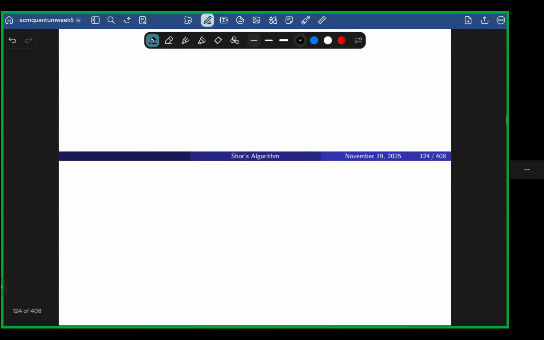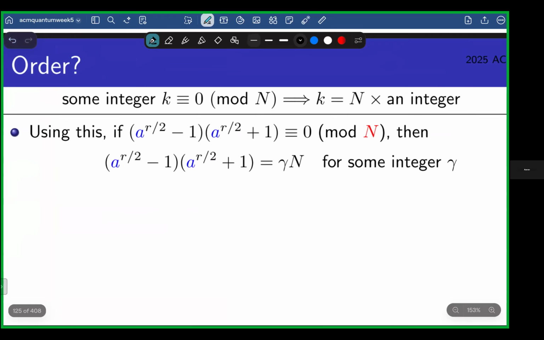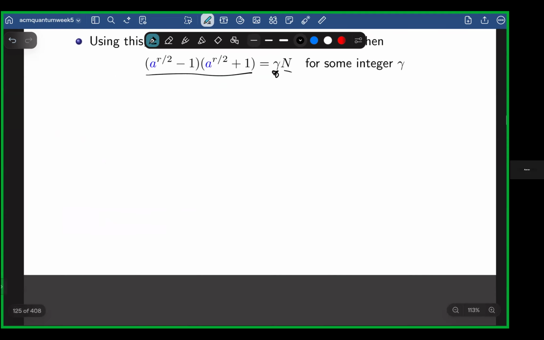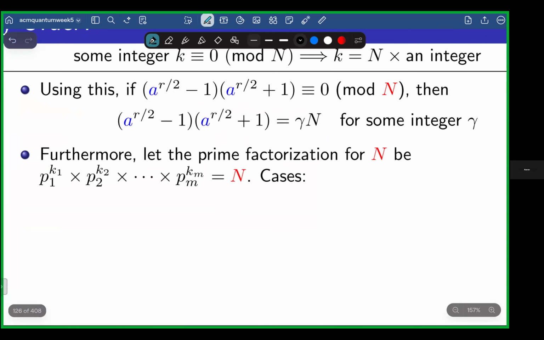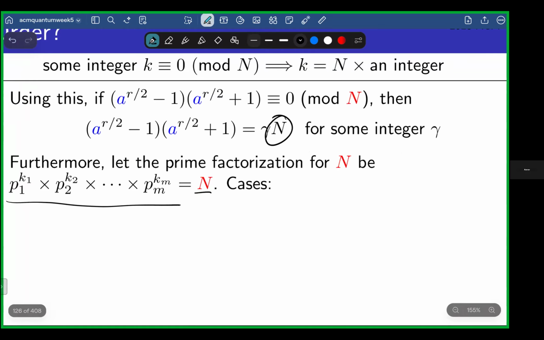Here's that definition again. So we're going to use this now. If this factored polynomial is equivalent to 0 mod n, then that thing is equal to some integer times that n. I forgot to make the n red, but yeah. Let's just say that the prime factorization of n is this product of primes. p1 through pm are prime numbers, and k1 through km are the powers of those prime numbers. So when you multiply them all together, you get n. So that'll be this n right here.